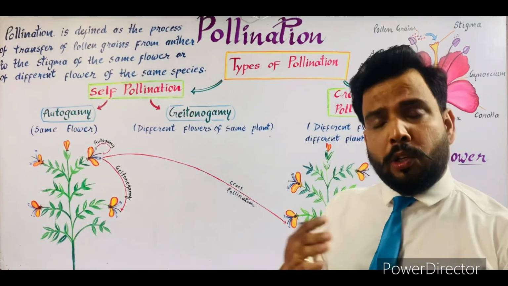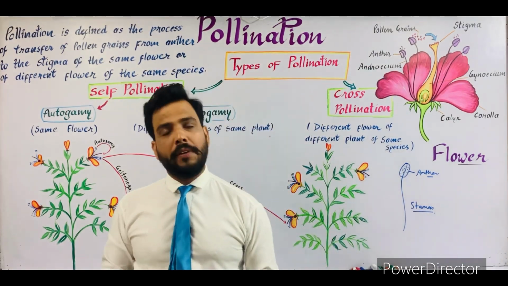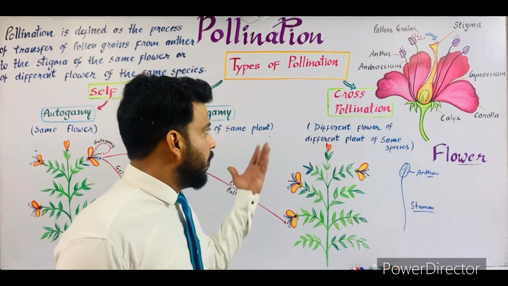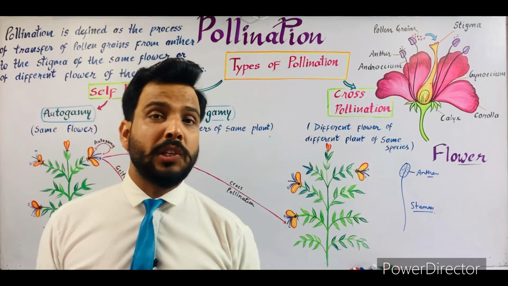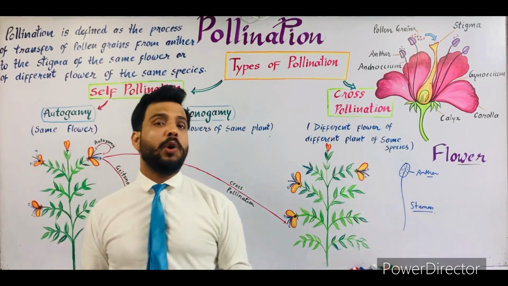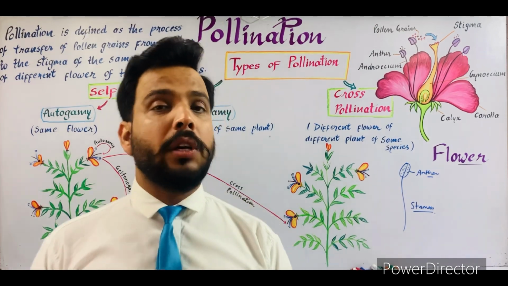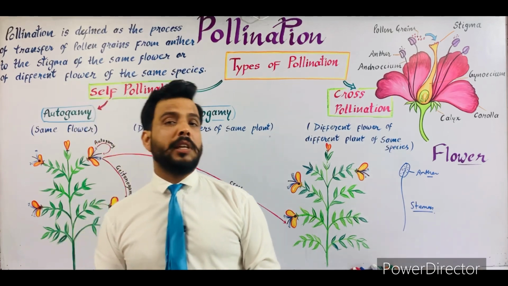Now, cross-pollination occurs with the help of different kinds of methods. I will discuss these methods in my next video. Cross-pollination may occur through the air, that is called air pollination. It occurs through water, that is called water pollination. It may occur through insects, that is called insect pollination or entomophily. So, I will describe all these terms in my next video.